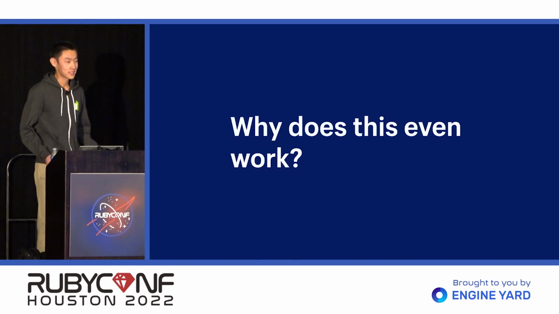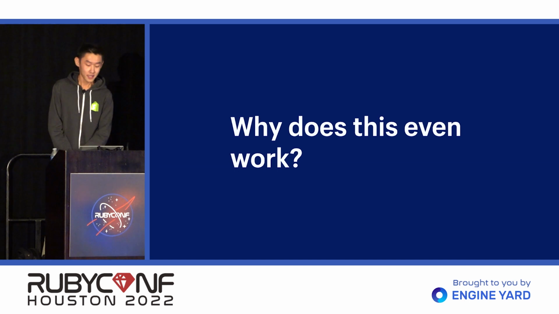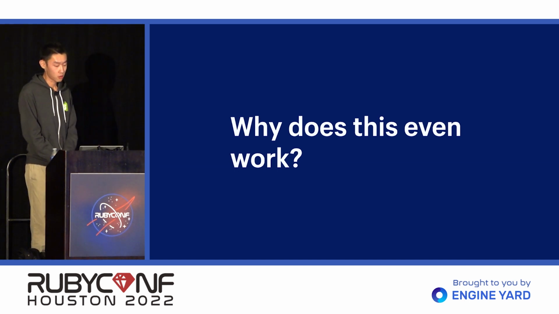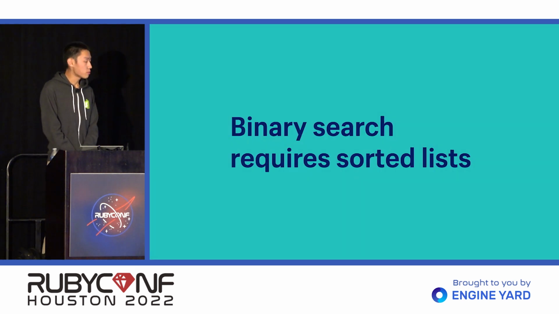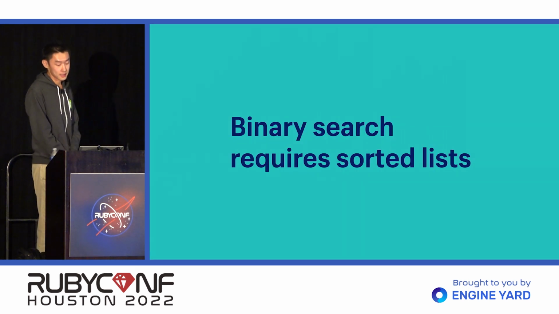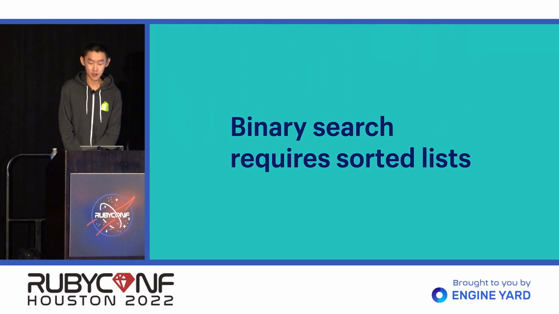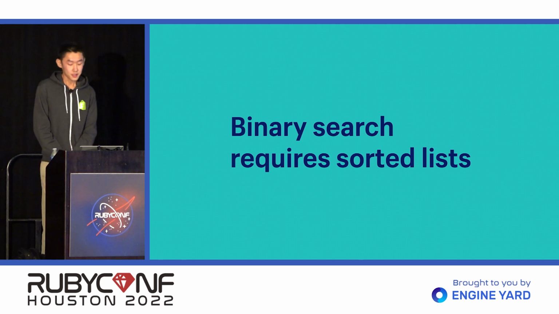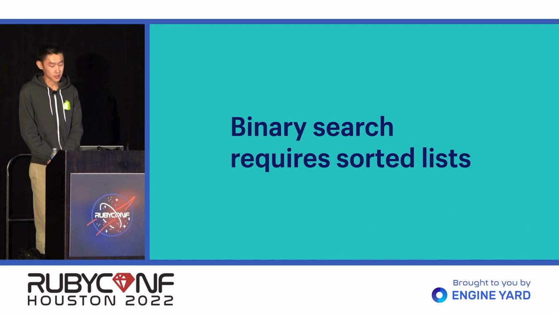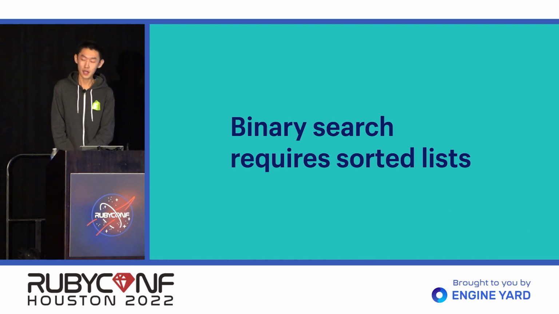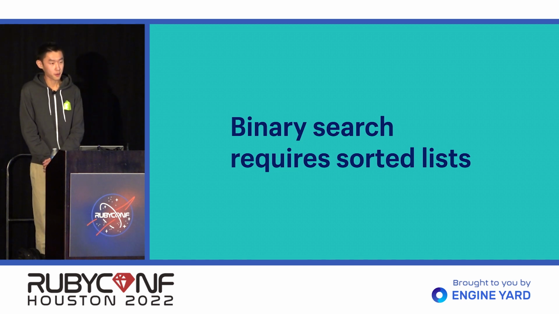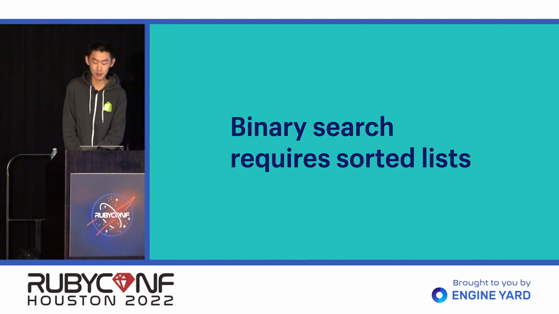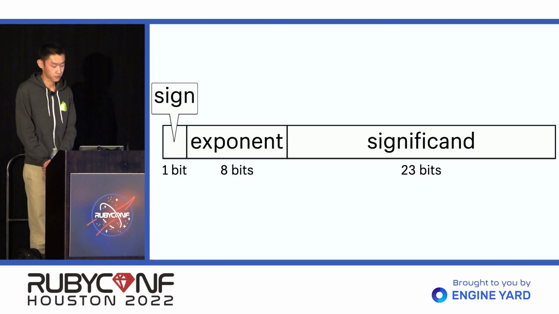All right, now you might be asking, why does this even work? Why can we read floating point numbers as integers and then perform binary search over it? Recall that the requirement to use binary search is that the list that is being searched on must be sorted in either ascending or descending order. Well, does reading floating point numbers as integers guarantee that it's sorted ascendingly? In other words, does a larger floating point number always result in a larger integer when that floating point number is read as an integer?